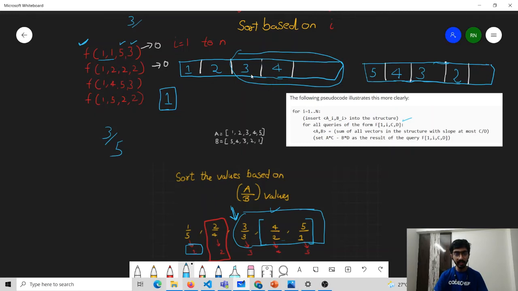Since we are maintaining a segment tree where we can find the sum of any range, we can find the sum of this range, and we can also find the sum of this range. And what will the value for this query be? The value for this query will be ci times summation of a minus di times summation of b. Value of ci is this, value of di is this, summation of a can be found using segment tree, summation of b can be found using segment tree. So we can get our answer for this particular query also.